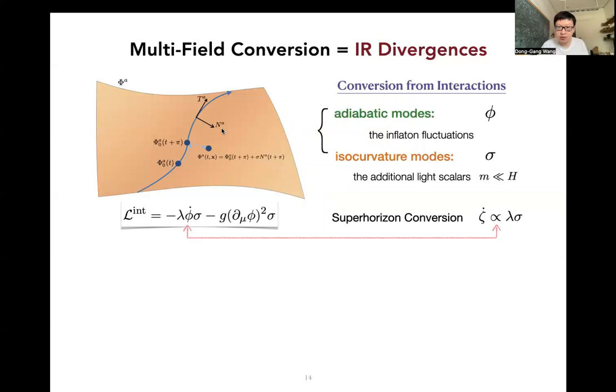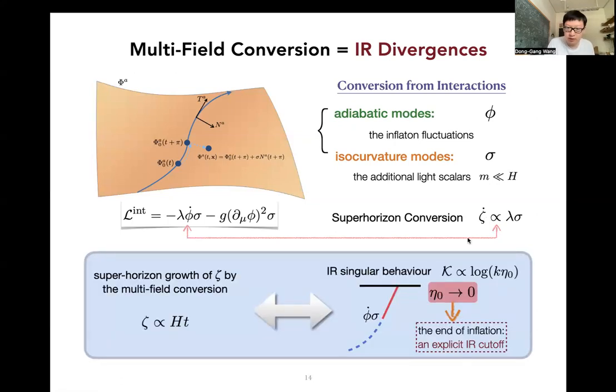After this decomposition, we find the interactions between these two different types of perturbations. The leading interactions take this unified form. Basically we have this phi dot sigma linear mixing and this partial mu phi squared sigma cubic vertex. The super-horizon conversion process, the multi-field conversion, is mainly due to this phi dot sigma linear mixing. Basically, due to this quadratic interaction, the sigma field will source the growth of the zeta field on super-horizon scales.